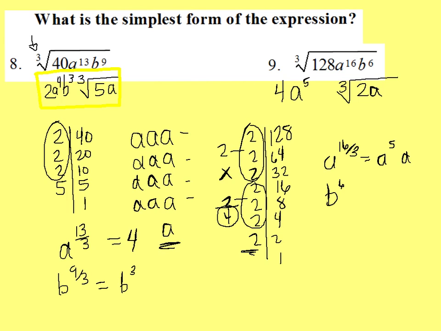Now I have B to the 6th. I have 6 B's, I'm going to divide it by 3, and that gives me B to the 2nd. And I don't have any left over there. So here's my final answer.